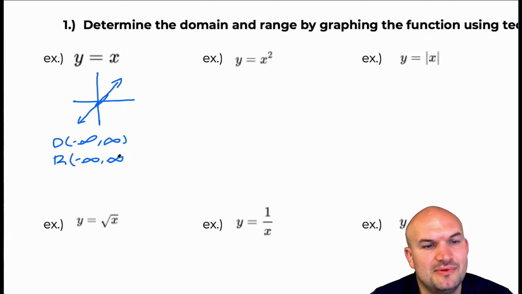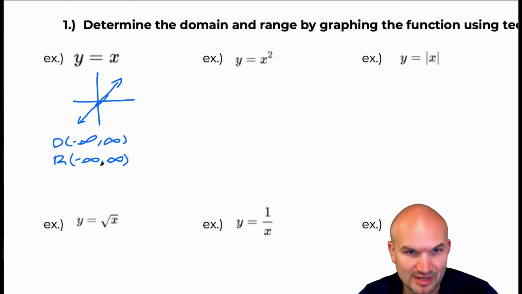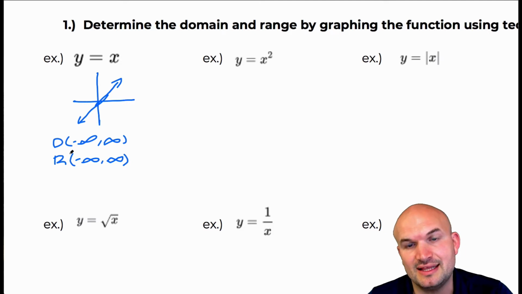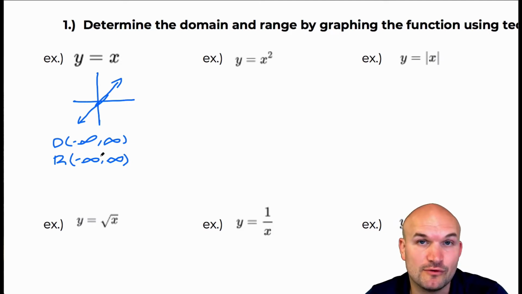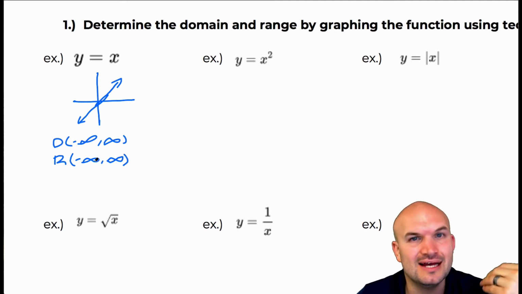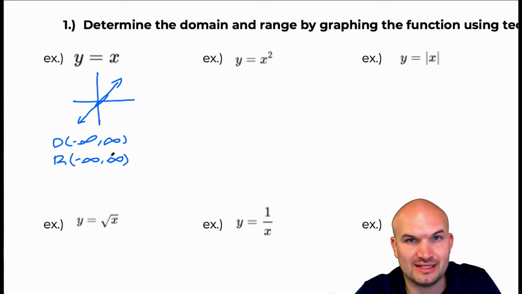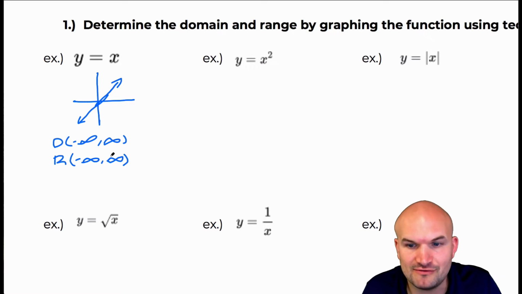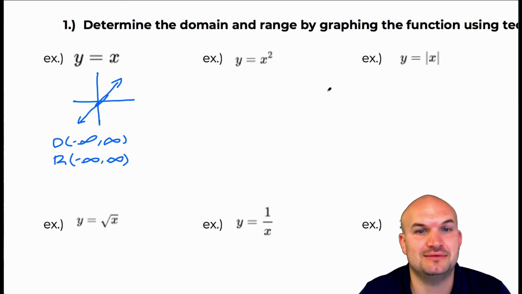Now, a couple of things: I'm using parentheses, and we'll talk about the use of parentheses, but basically parentheses mean that the value we're using for our domain is not included. Since infinity is not a number, we're just knowing that the graph is continuing indefinitely. So infinity is not a number, and therefore it is not actually contained within the domain.